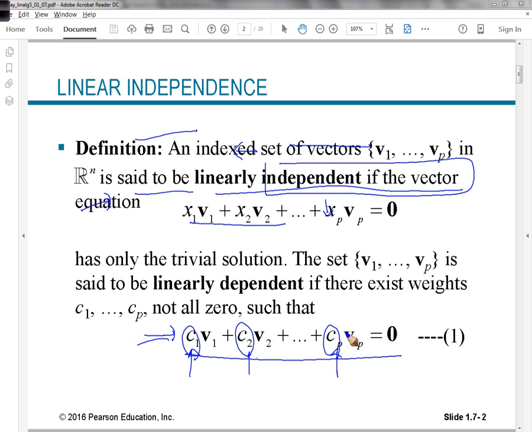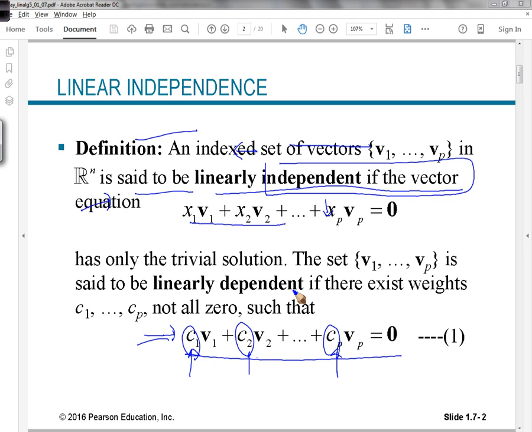The meaning of that is that among C1 through Cp, at least one of them is not zero, right? In this, we don't know which one is non-zero, but at least one of them from C1 through Cp won't be zero. They will be non-zero, right? But we don't know which one it is, right?